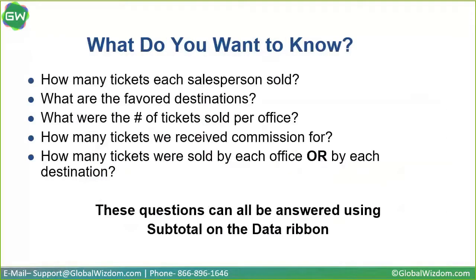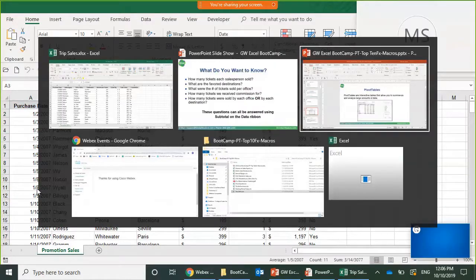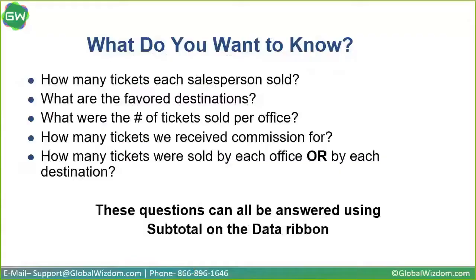Now, what might we want to know about our data? So let's go back and take a quick look at the file. We have how many tickets were sold. We have total sales. So that might be the quantitative data that we want to understand. But how do we want to look at that? Do we want to look at it by what office sold those tickets? By where the destination was? By who sold them? Or when? Or any combination thereof. So perhaps we want to know how many tickets each salesperson sold.